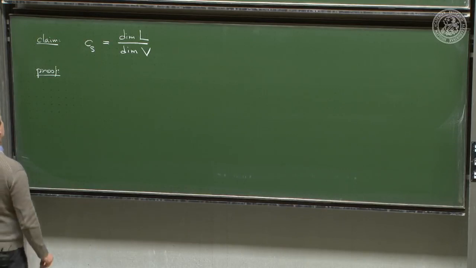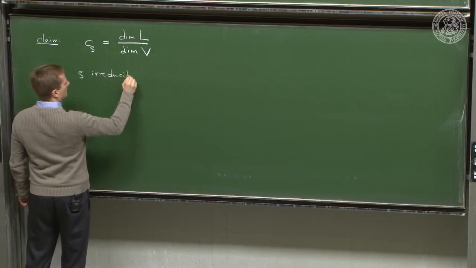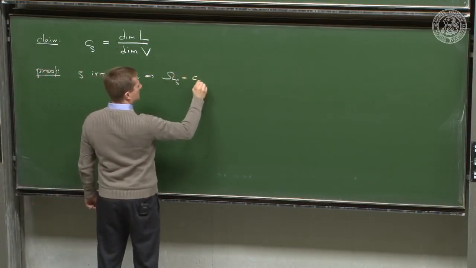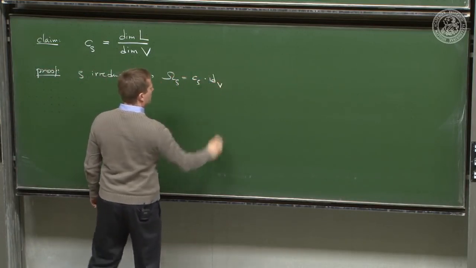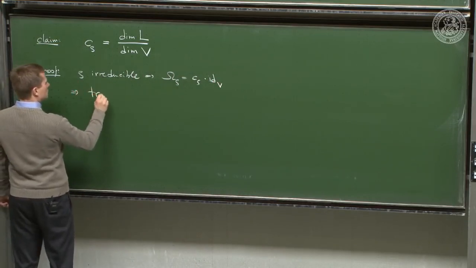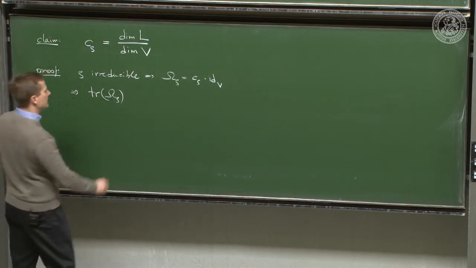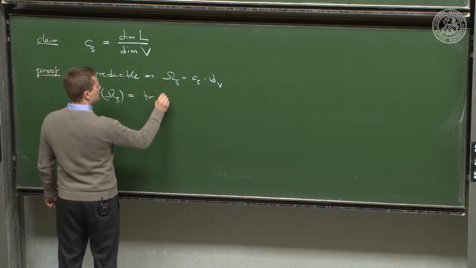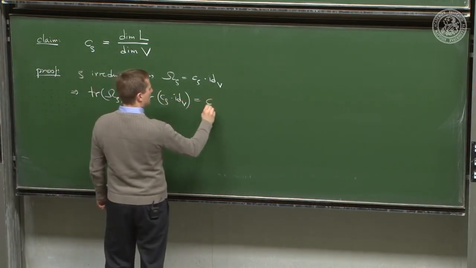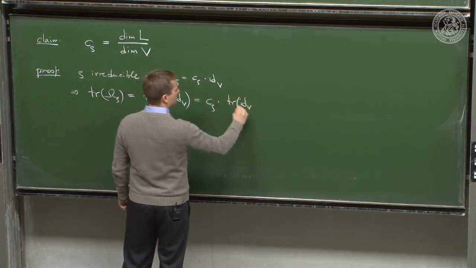Right. So if rho is irreducible, it follows that omega rho is C rho times the identity on V. And that means that the trace of omega rho, which is an endomorphism on V, so I can take the trace, is the trace of C rho times id V. But the trace is C-linear, so this is C rho times the trace of id V.